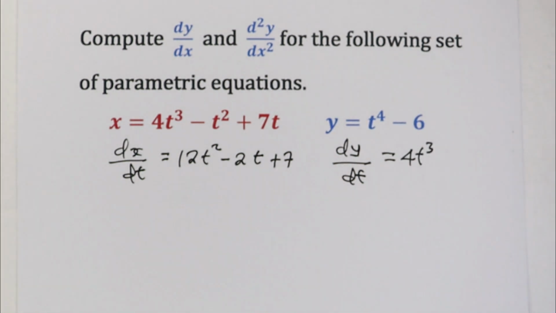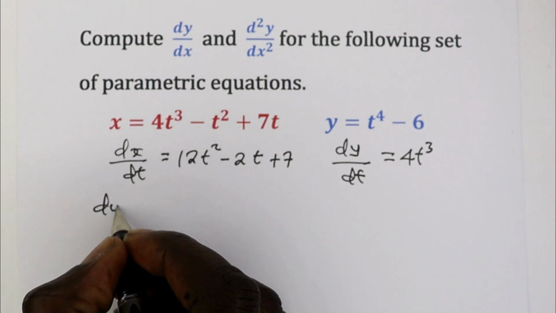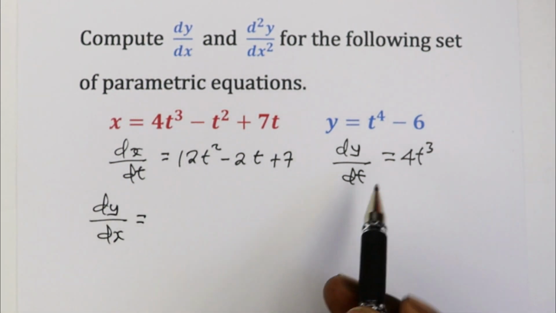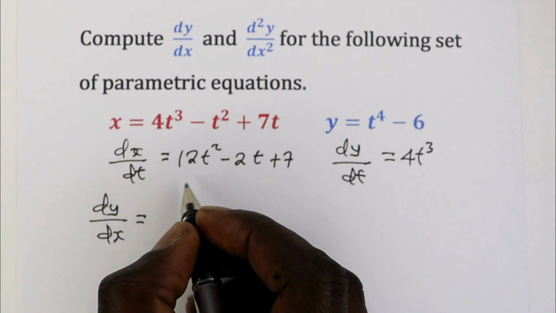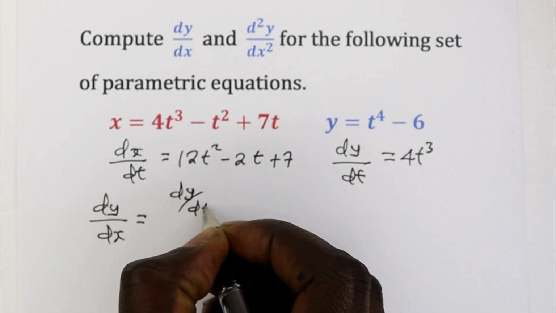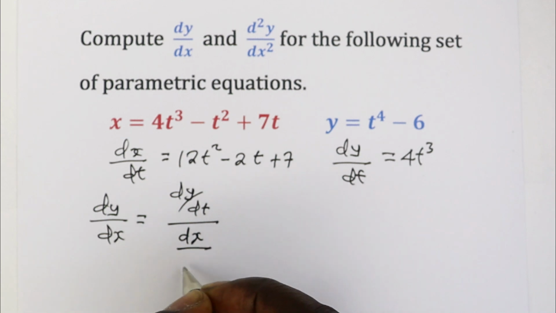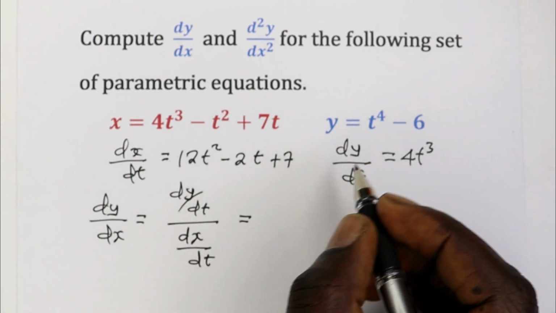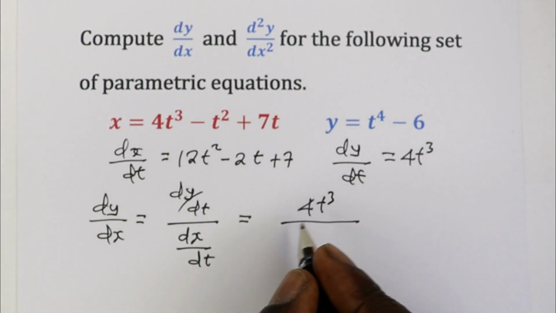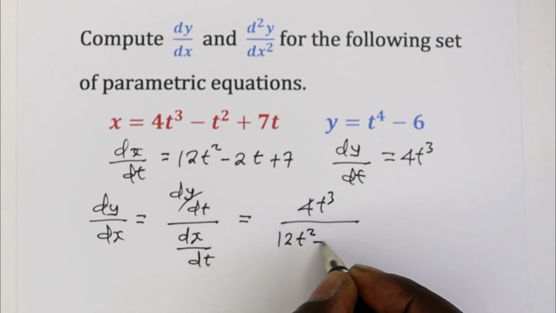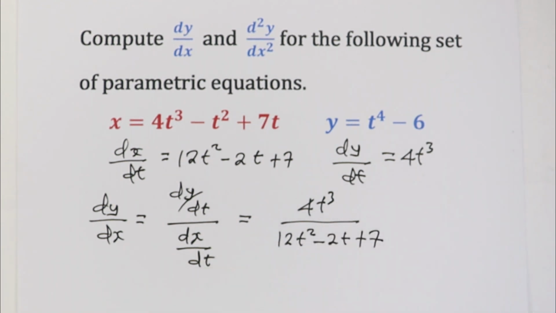So after that, we can now get the first derivative, that is dy/dx, by taking dy/dt over dx/dt. So we're going to have that as dy/dt over dx/dt. So dy/dt is 4t raised to the power 3, and it is over dx/dt, which is 12t squared minus 2t plus 7. So that will be the first derivative of those particular parametric equations.